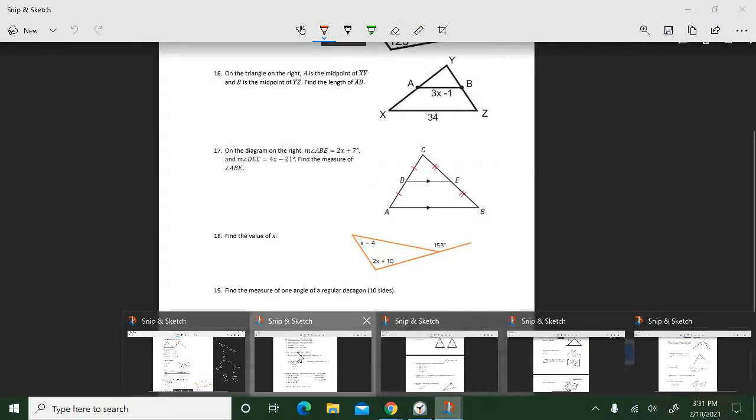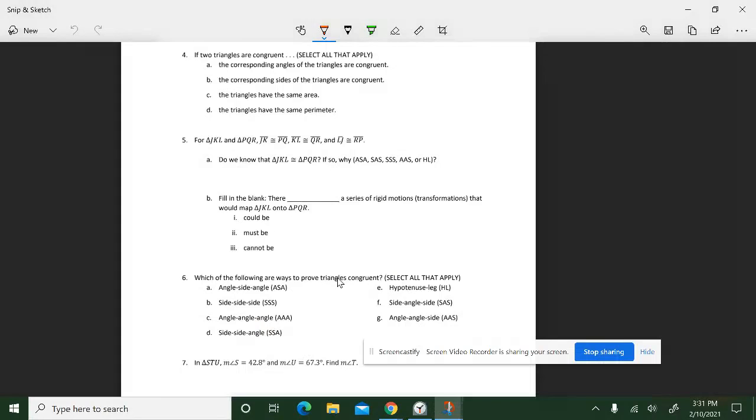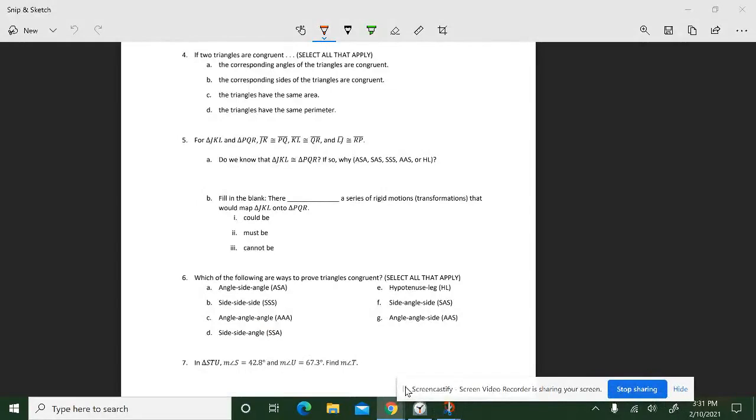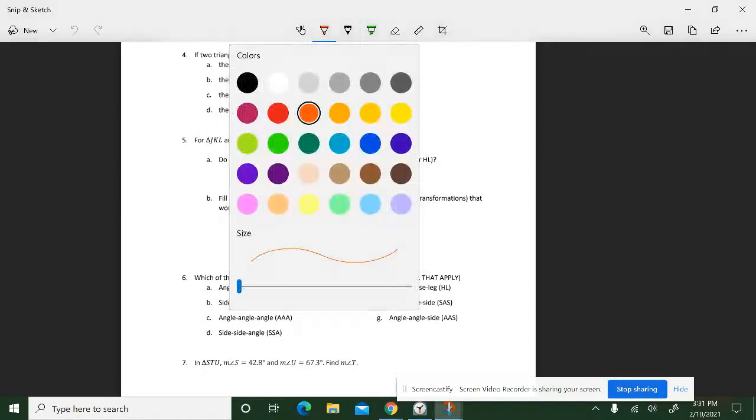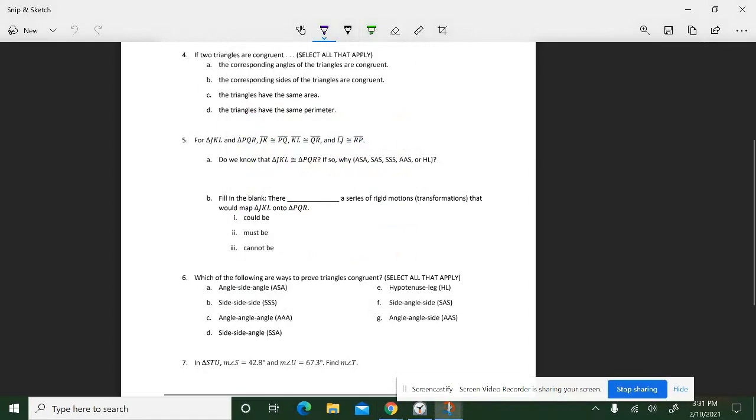Here we go. All right, next page here. Starting with number 4. If two triangles are congruent, fill in the blank. And if two triangles are congruent, that means everything about them has to be the same. They have to have all the same measurements, and that involves the angles, the sides, and the area, the amount of space inside the triangle. And if all the sides line up and are corresponding and exactly the same and congruent, the perimeter also has to be, because perimeter is just all the sides added together. So on number 4, every answer is correct.